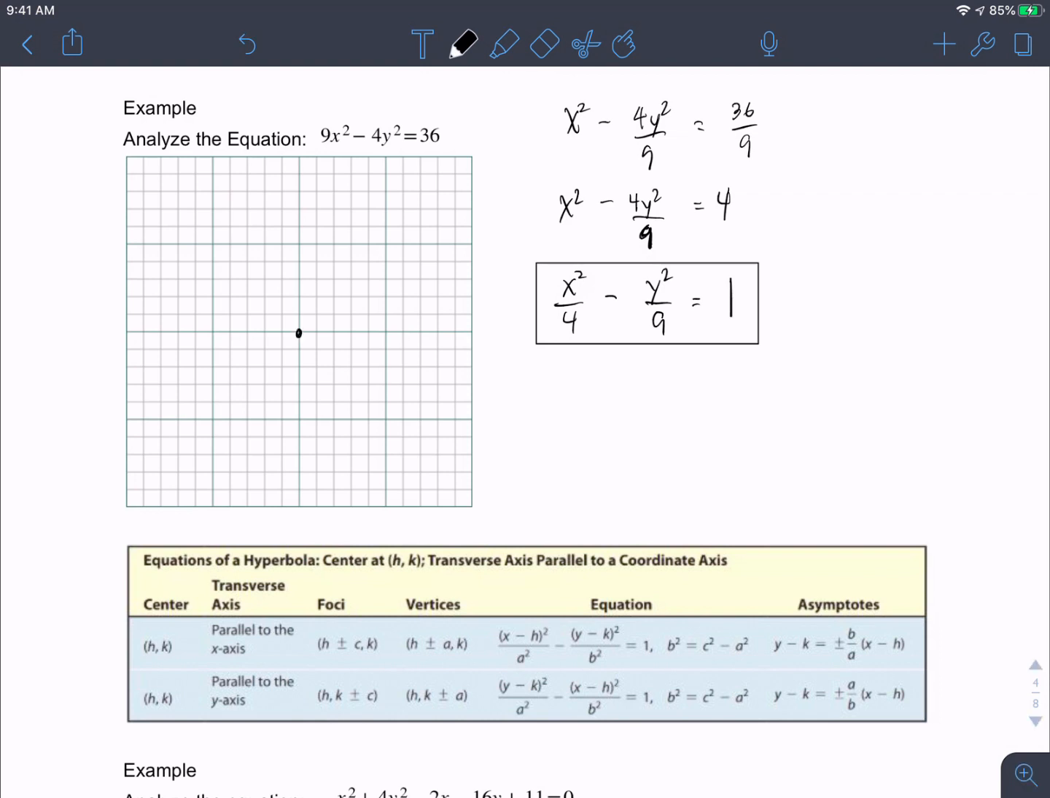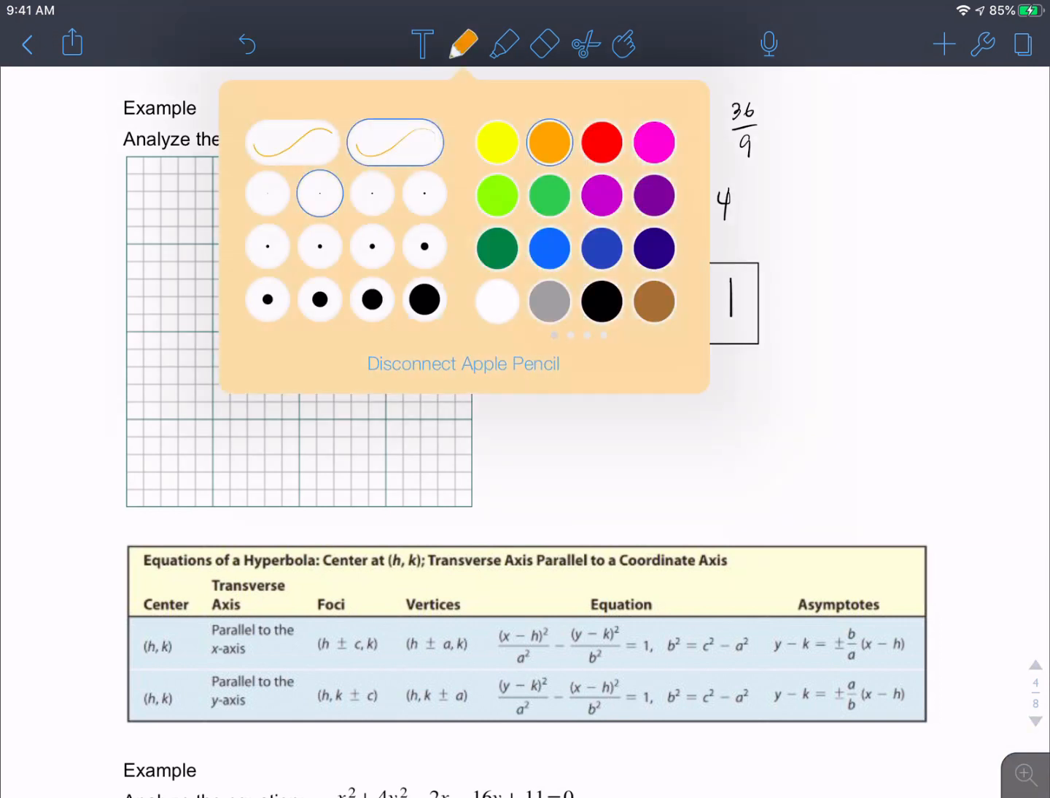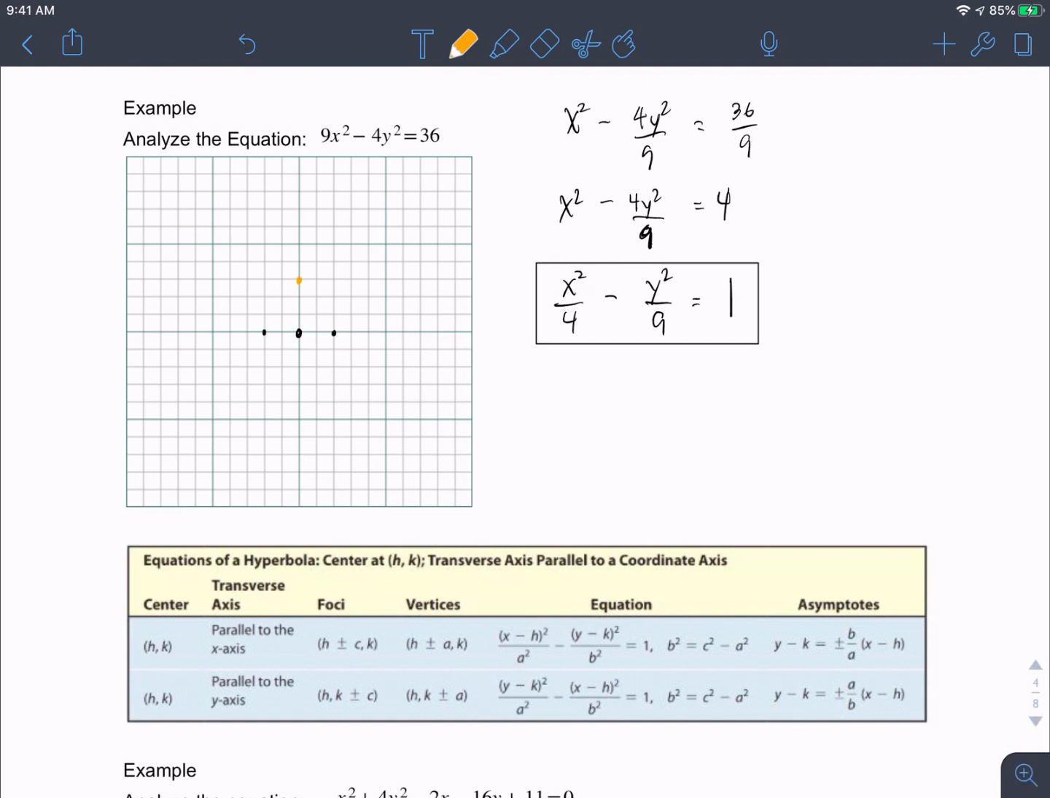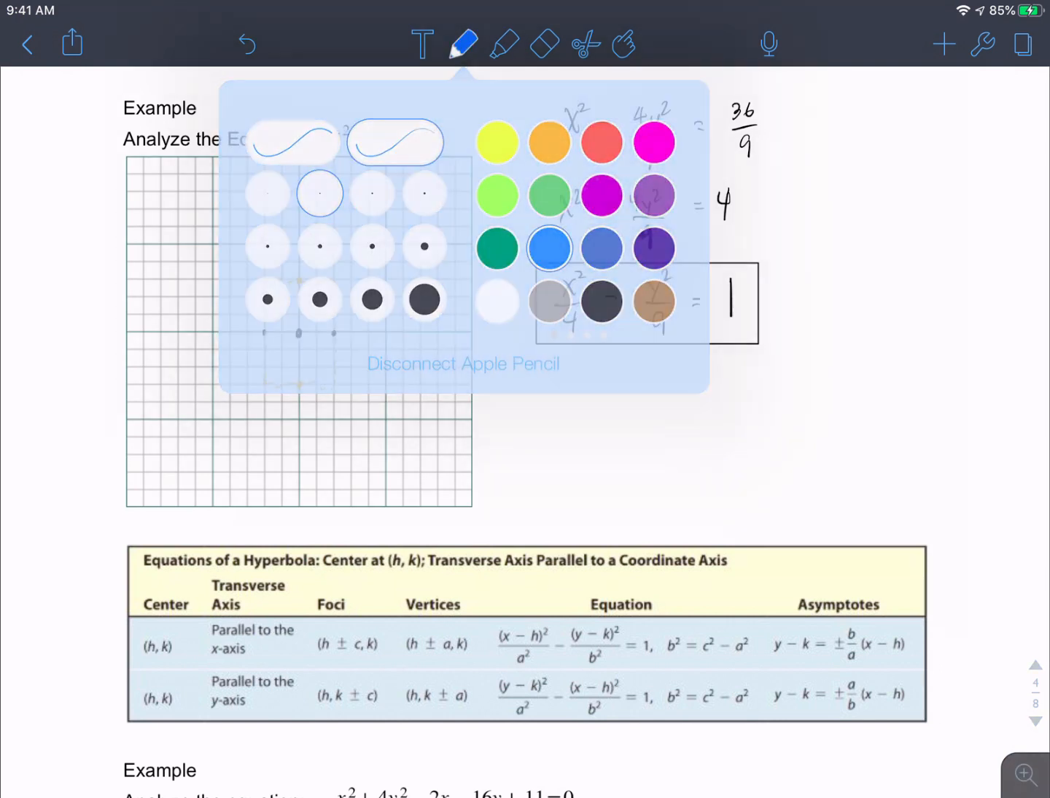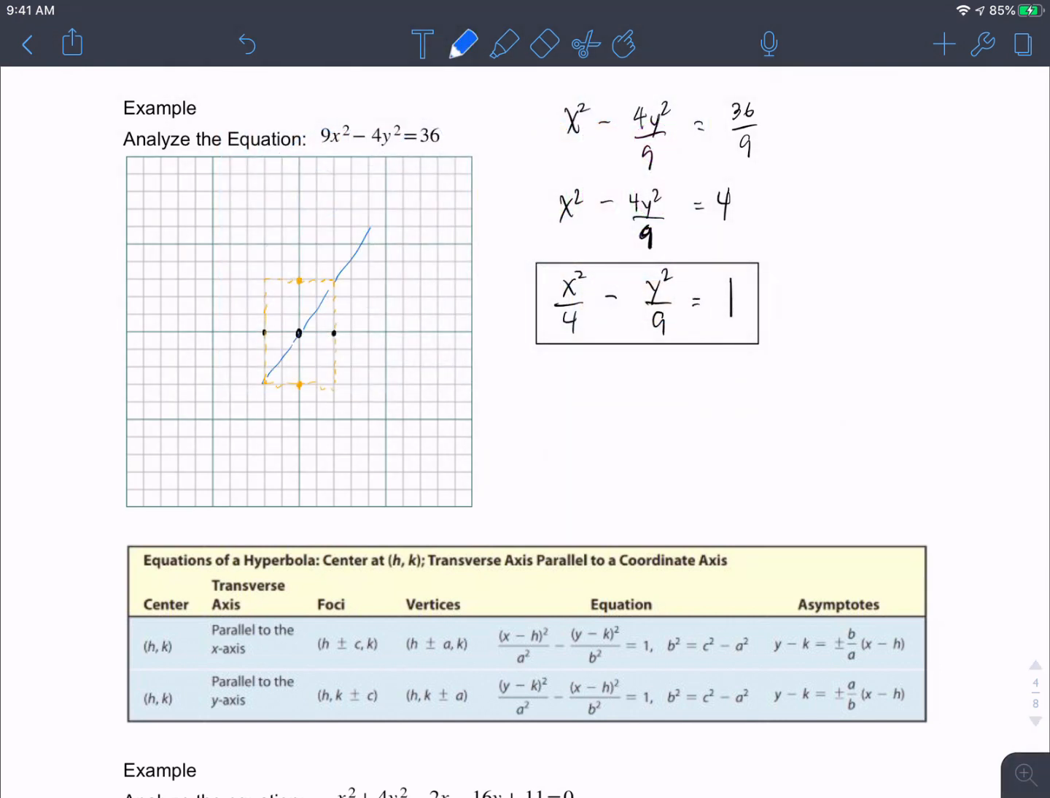The center is still 4. Our distance is 2 away. Our conjugate is 3 away from the origin, and so when we make the box, we have that drawing from diagonal to diagonal. We know it's opening from left to right because the x squared term is positive.